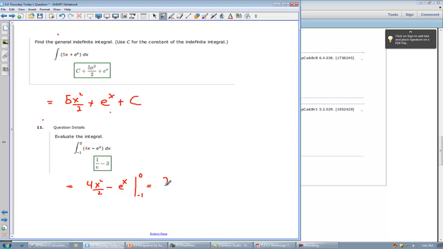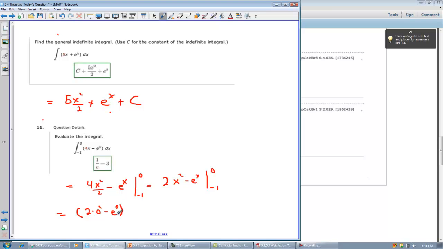And I can simplify this a little bit because the 2's will cancel here, so if I take 4 divided by 2, that's 2, so I get 2x squared minus e to the x, all from -1 to 0. And so then I plug in the upper limit. So first I plug in 0. So what do I get out? I get 2 times 0 squared minus e to the 0.